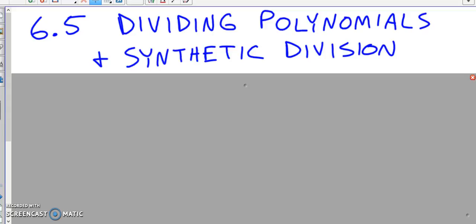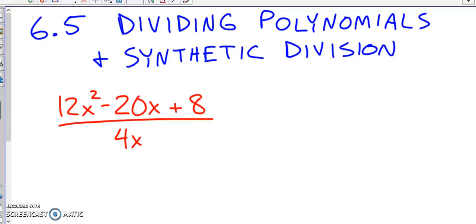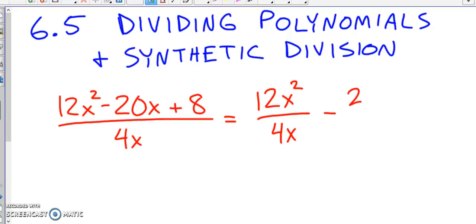Now, let's start off with, what if we had a polynomial divided by a monomial? For instance, you've got this 12x squared minus 20x plus 8 divided by 4x. Since that's just 4x there, this single term, that's why it's called a monomial. So in order to handle something like that, we can split this up and divide each individual term by that monomial. So I've got 12x squared divided by 4x minus 20x divided by 4x plus 8 divided by 4x.